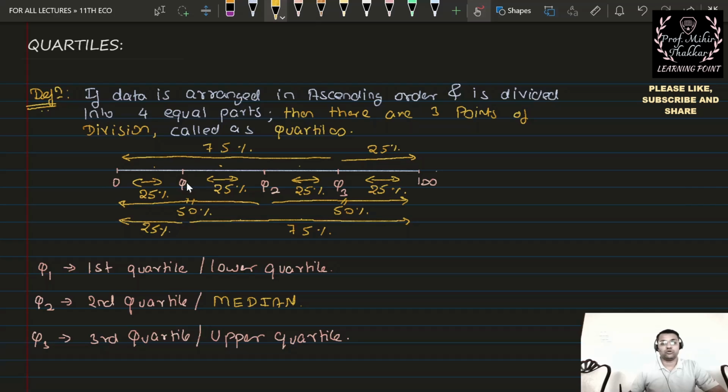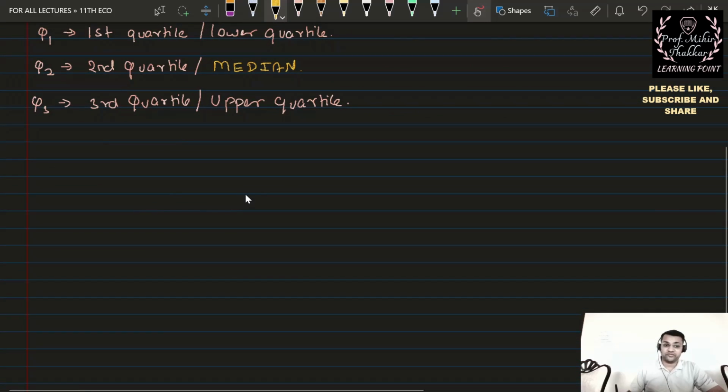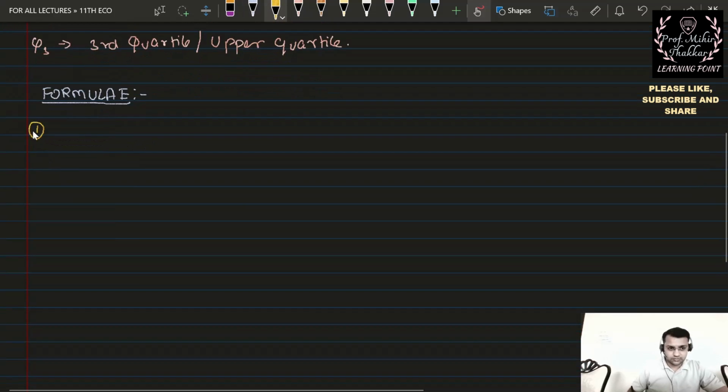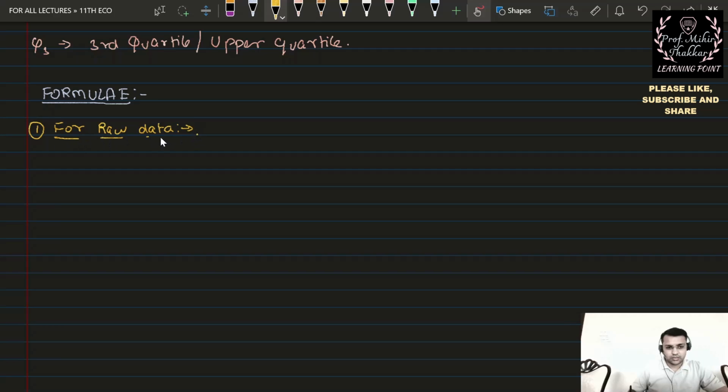Now let us understand how to calculate the quartiles for various kinds of data, raw data, discrete or ungrouped data, and the group data with the help of examples for each of them. So give the heading all of you guys, formulas. Number one, for the raw data. Quartile is given by n plus 1 upon 4th observation.